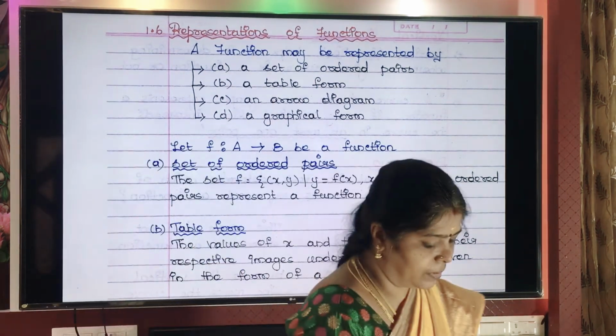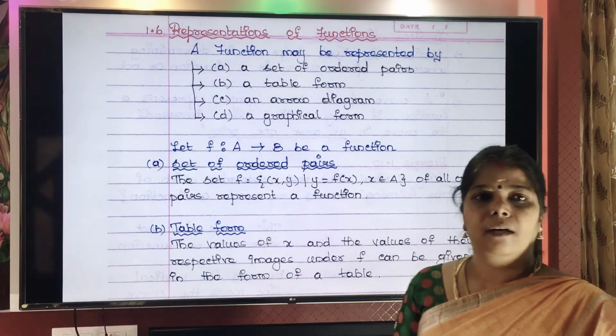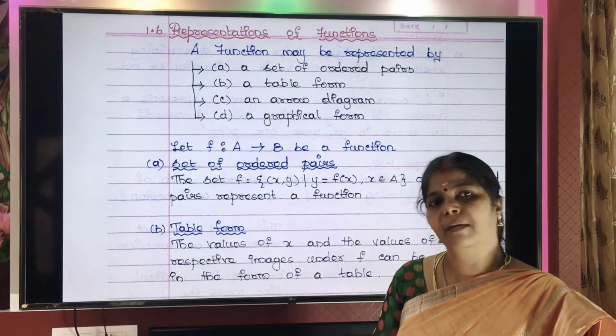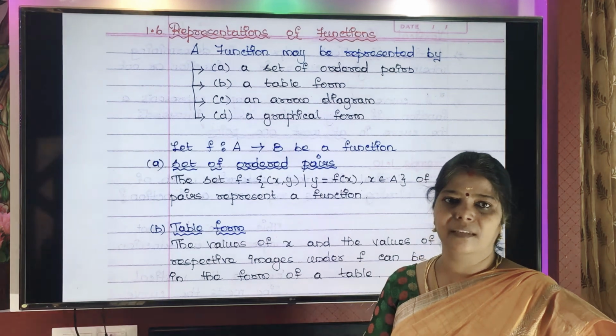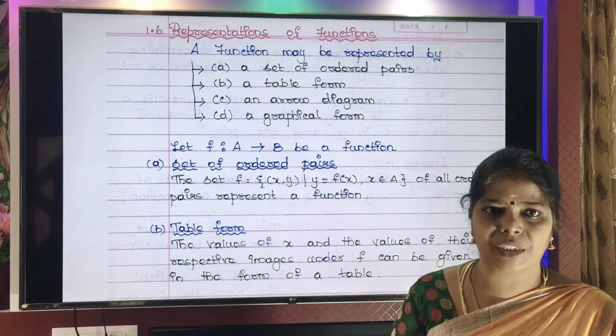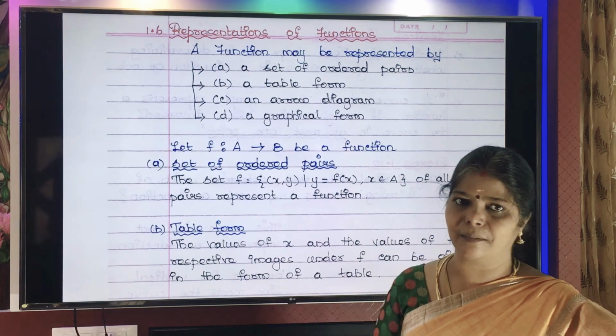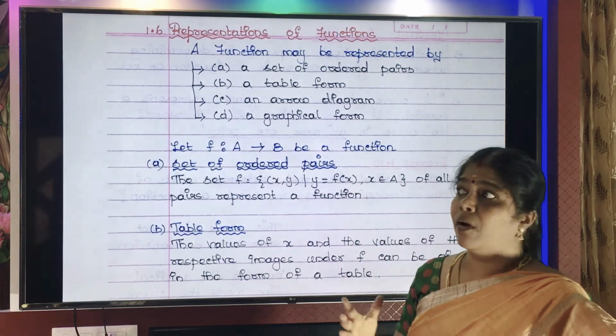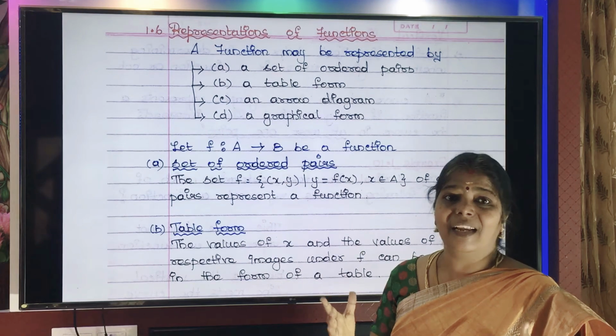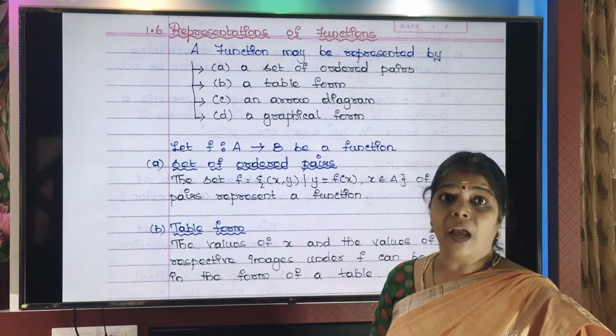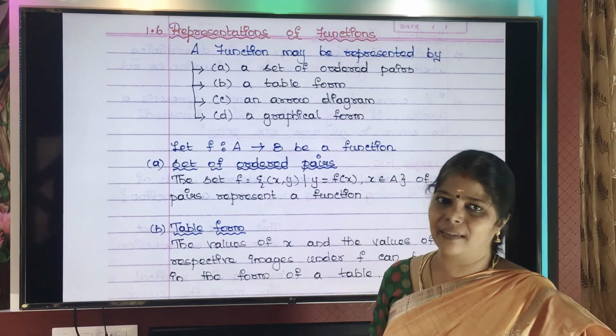So far in unit 1 we have been discussing Cartesian product, relation, and function. We have seen examples and exercise sums to understand those concepts. We have been talking about functions, but in today's class let us see how a function can be represented.